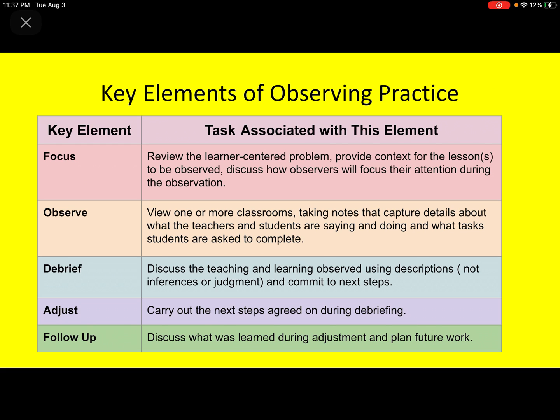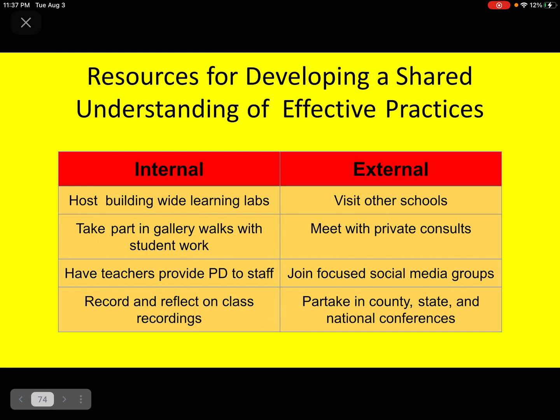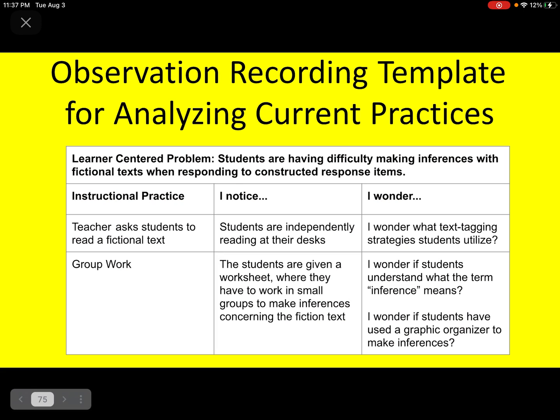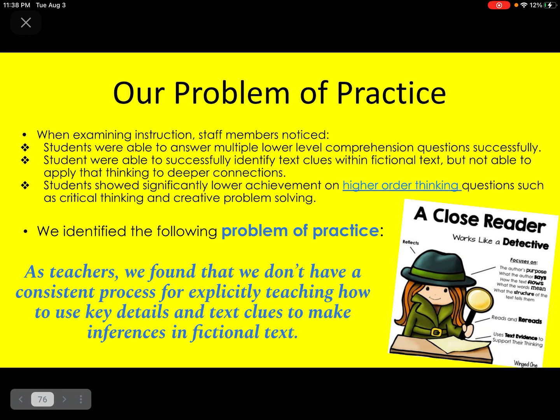It's important to notice that we went over key elements of observing practices to develop a shared understanding of what practices look like across teachers' classrooms, while also generating ideas about what makes for effective instruction and effective practice. Then to help broaden our experiences with observations and effective practices, we turned to some internal and external resources. And this was the recording template that our observers would use as they went into classrooms and how they would focus that around the learner-centered problem through conducting an I Notice, I Wonder.